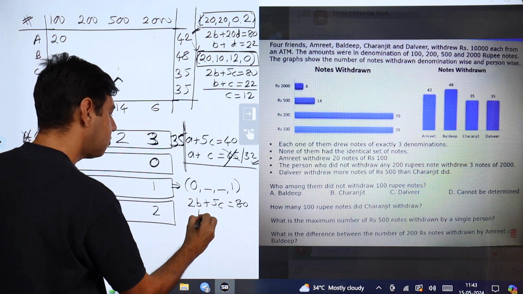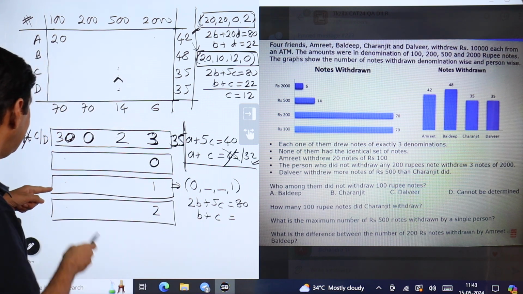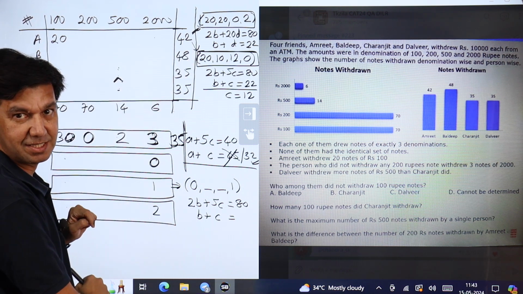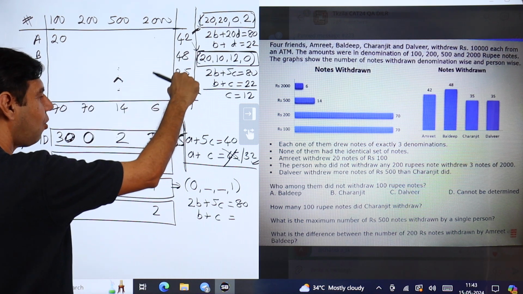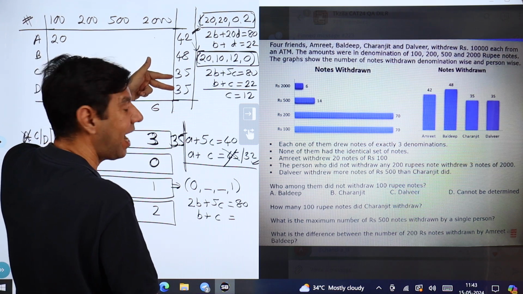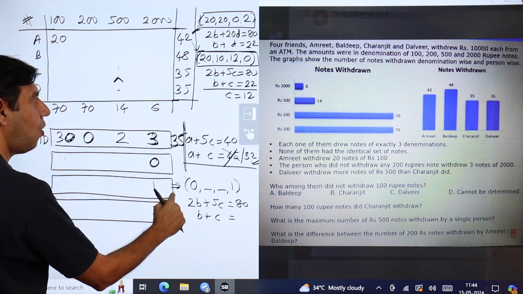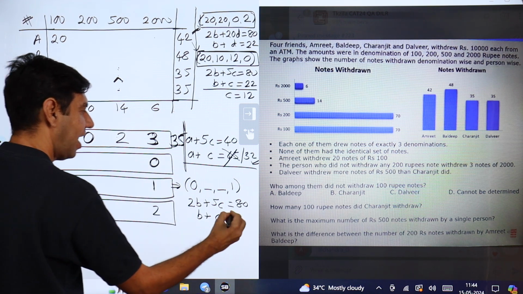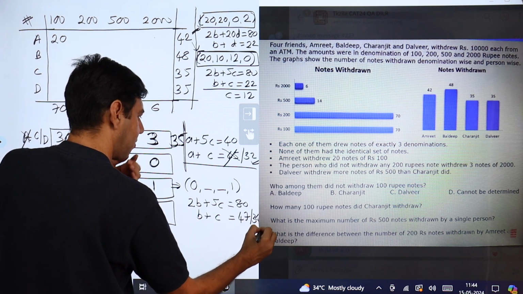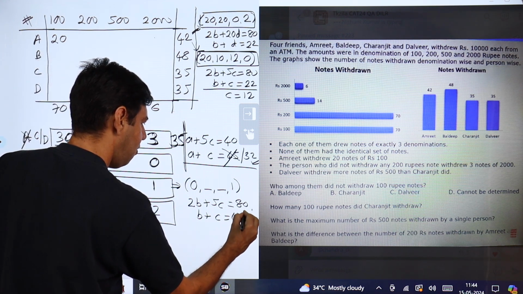Do I also know B plus C? I don't know the row total, but now think, can't this row be the 42 one? Why? Because 42 doesn't have 0 hundreds. So this has to be either 48 or 35. Again, I am using that these are only identical values. So B plus C, this row should add up to 48 or else 35. One note is here. So either B and C will add up to 47 or will add up to 34. 47 or 34.